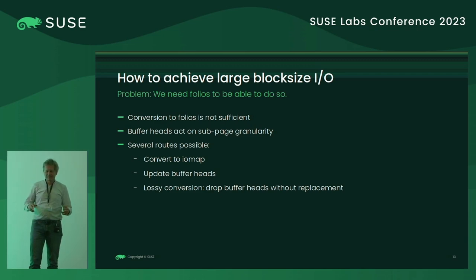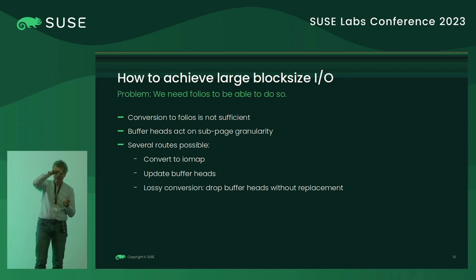And if we now start working with larger pages, is it still sub-page granularity? No, it's actually super-page granularity. So we would have to invert the whole thing, to not have a single page reference several buffer heads, but rather a single buffer head reference several pages.